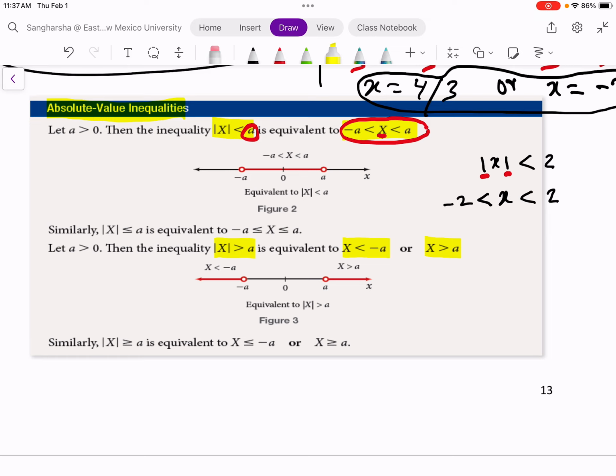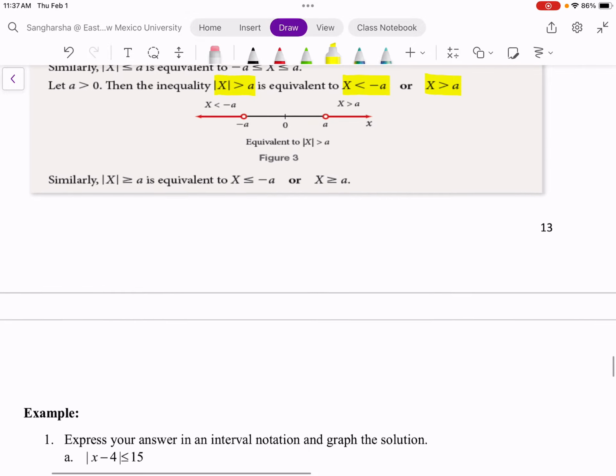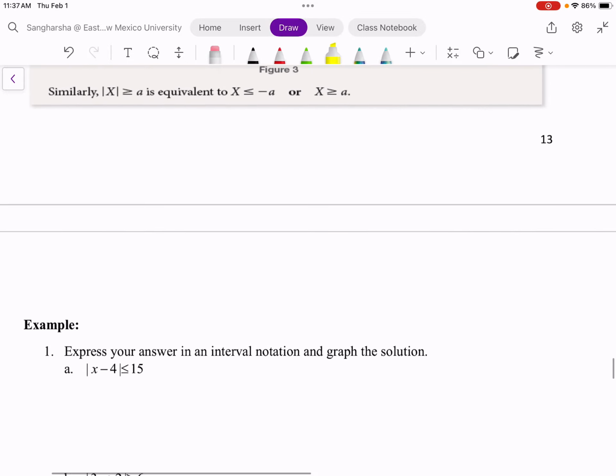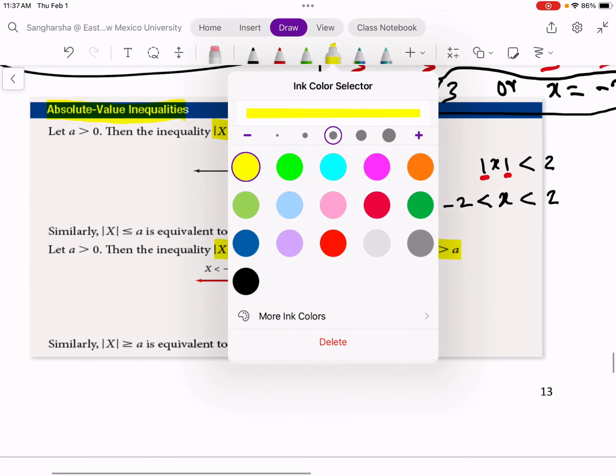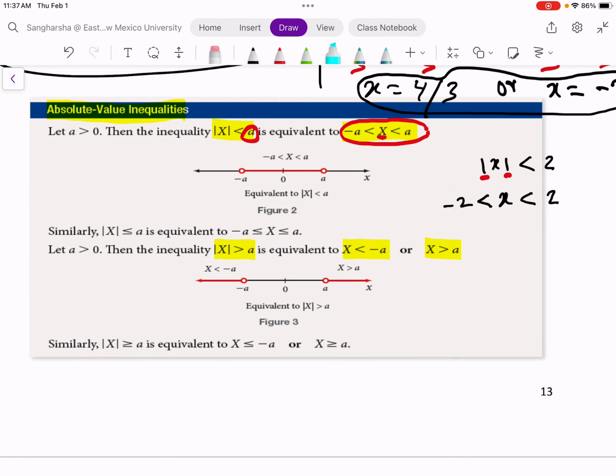So this is how we can get rid of absolute value sign from absolute value inequality. Okay, now let's do some examples here, then you will feel more comfortable. So these two are the definition that we're going to use. If you have a less than, you're going to use this definition: absolute value of x less than. If you have an absolute value of x greater than, then you're going to use these two definitions.